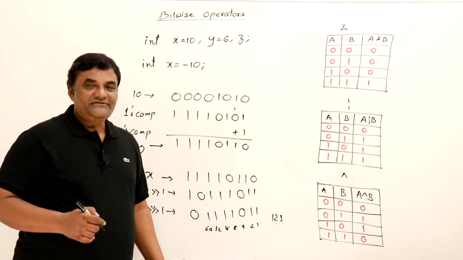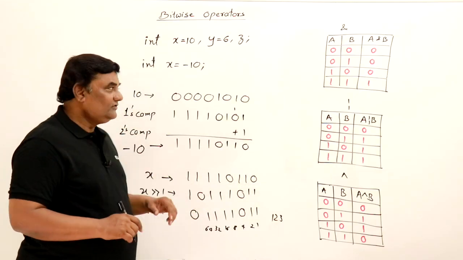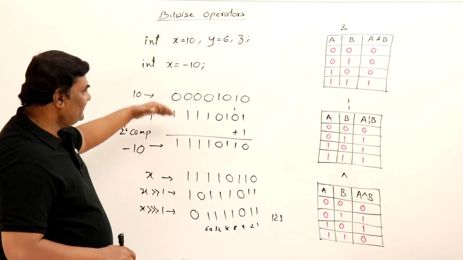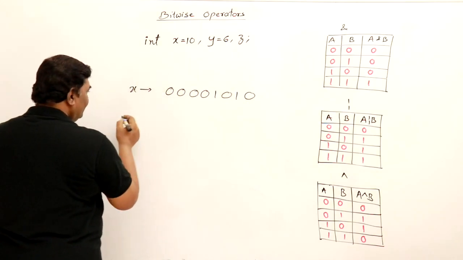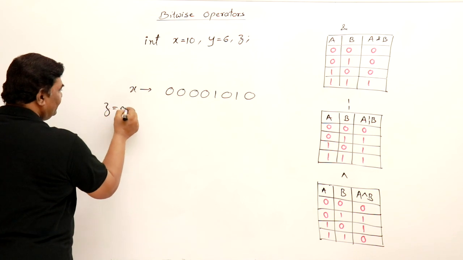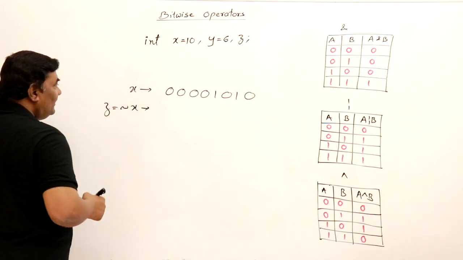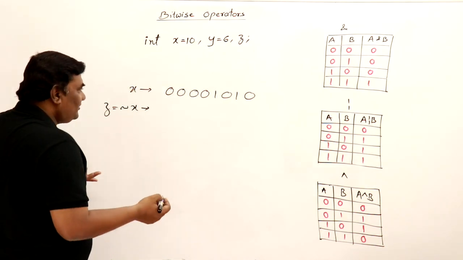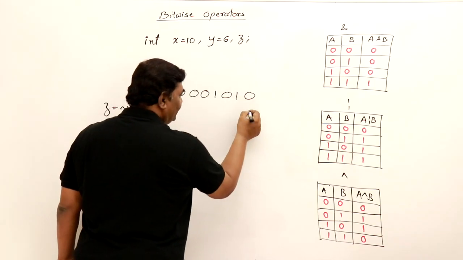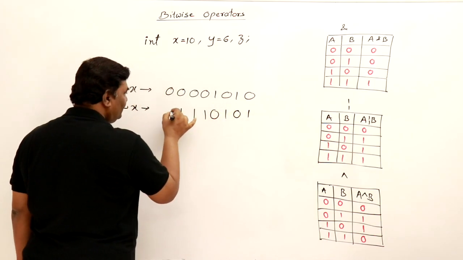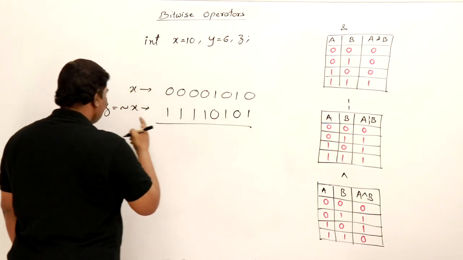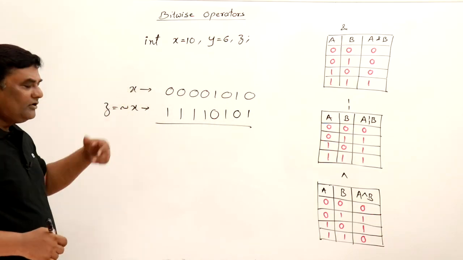Now the last operation left is not. Let us look at not. For that I will take just one value and show you here. This is the binary form, X is 10. Now if I say Z assign not of X, so not of this has to be stored. Not means every bit is inverted. So this becomes 1, this becomes 0, this becomes 1, 0, 1, 1, 1, 1. So this is the result in Z in binary form.